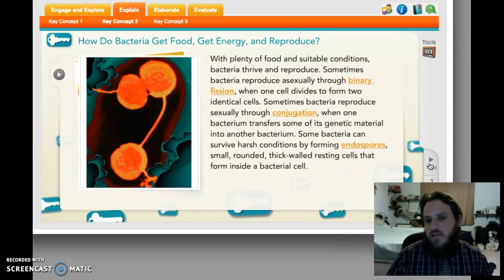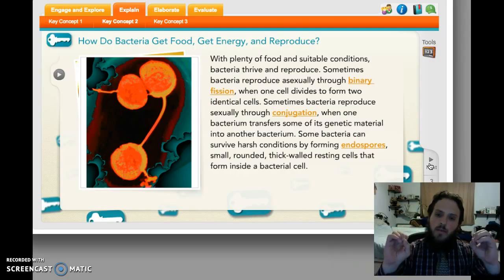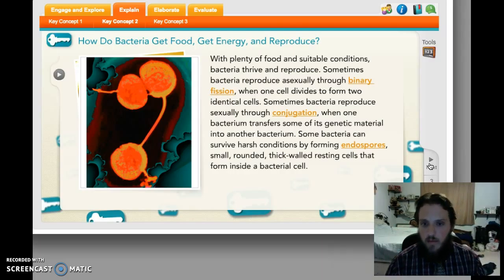With plenty of food and suitable conditions, bacteria thrive and then reproduce because there can be more of them. Sometimes bacteria reproduce without changing their DNA at all. It's called binary fission. Essentially, you have one, and it breaks off and becomes two identical bacteria.